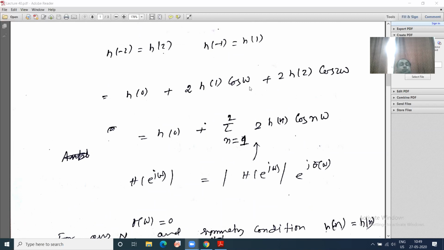Hmm. Okay. So the phase term becomes 0 because e to the power j theta of omega equals 1, which means theta of omega equals 0. Agreed?